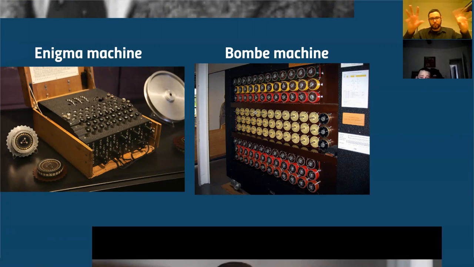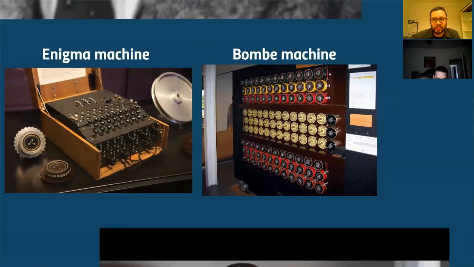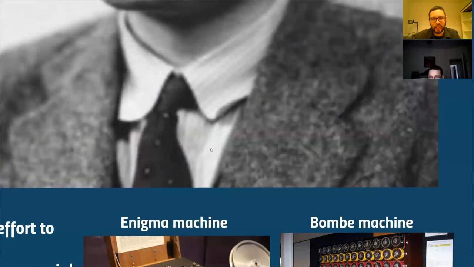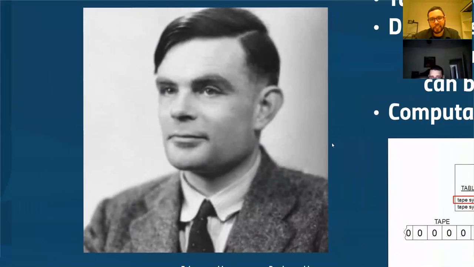The Bombe Machine was a bunch of gears that was specially designed to just do the Enigma code, so it wasn't a general purpose computer. But Turing spent the war effort building this Bombe Machine, and it worked. And eventually Turing was able to decrypt the Nazi codes. And because they were able to decrypt these codes, they were able to eventually shut down the blockade and go on to win the war. So let me say that one more time. Alan Turing, with his computers, defeated the Nazis.